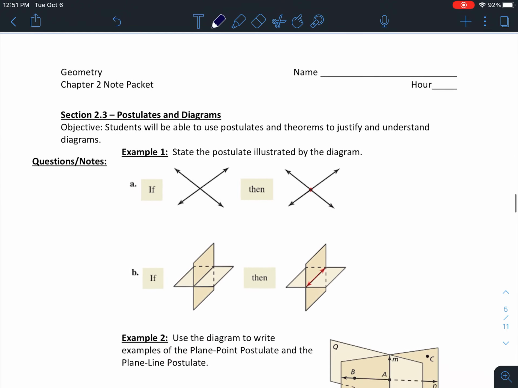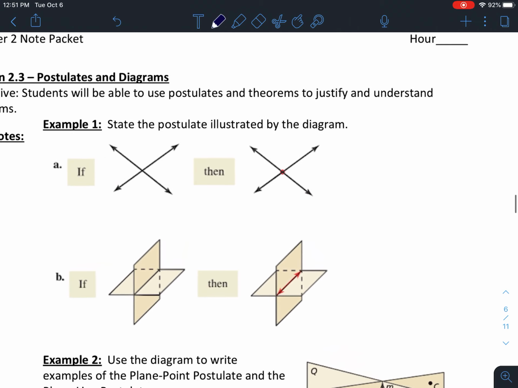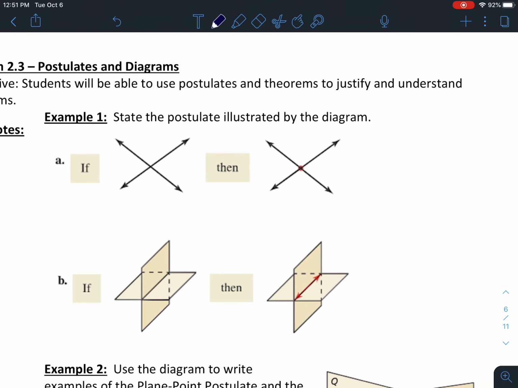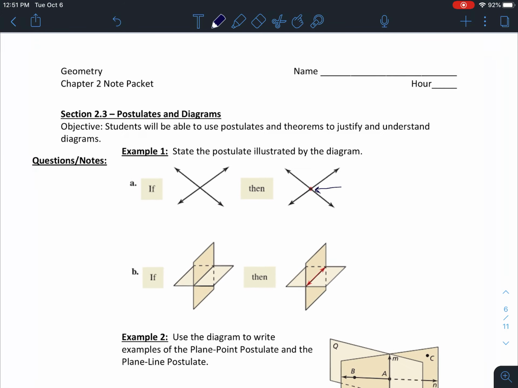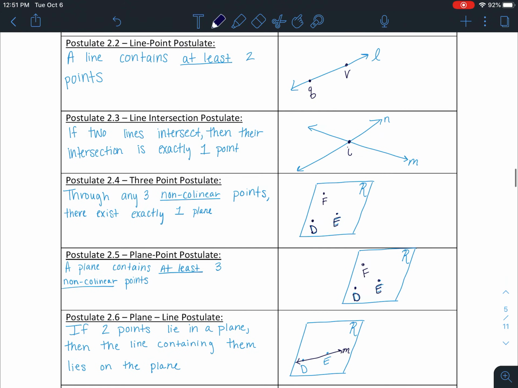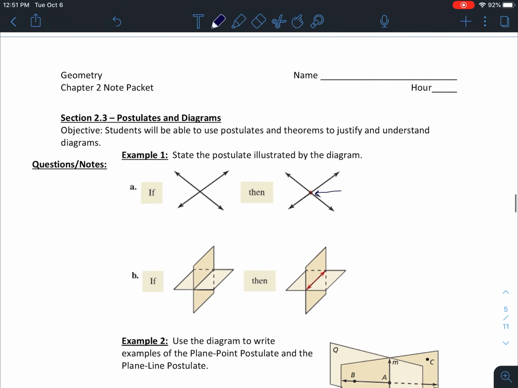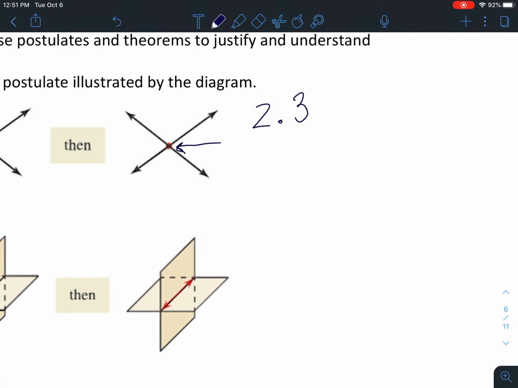All right, so here's our examples. Example 1, they want us to state the postulate illustrated by the diagram. So this is the one where it says, hey, here's 2 lines, they intersect, and they intersect right here at this point. So that one would be our 2 lines intersect at a point, 2.3. Okay, and then I'm just going to briefly state what that says. 2 lines intersect at a point.